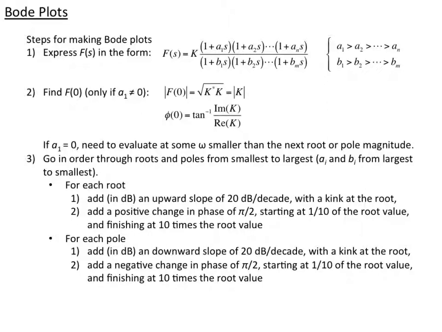And then I also add a change of pi over 2 in the phase. I start at 1/10 of the root value, and I continue, and the change is complete at 10 times the root value. For the pole, things are different. I add a kink downward of 20 decibels per decade, and then I make a negative change of pi over 2, again going from 1/10 of the value of the root to 10 times. And remember, the frequency is on a log plot, so these are symmetric about the kink point.